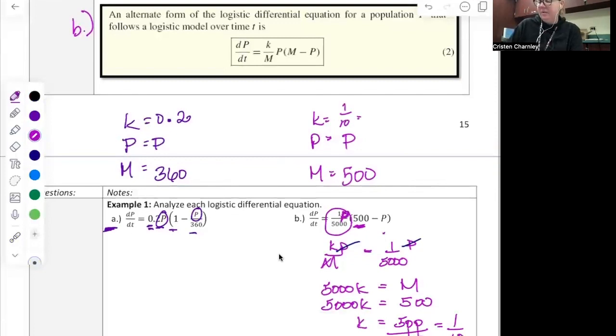Sometimes they'll give you decimals. Sometimes you get fractions. So if you're looking for a fraction, just be aware that sometimes you can write that decimal as a fraction as well.